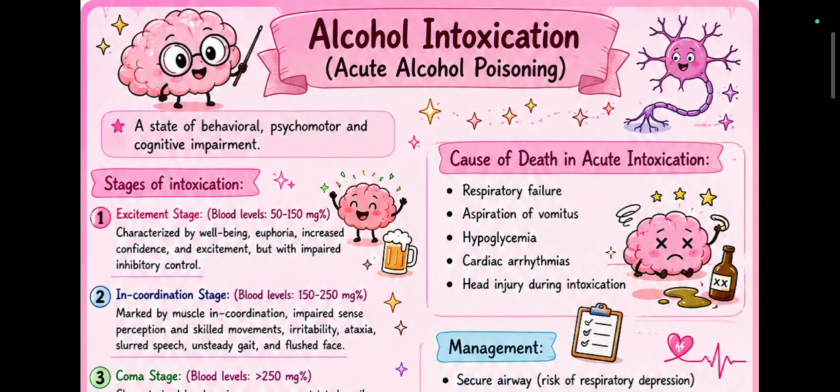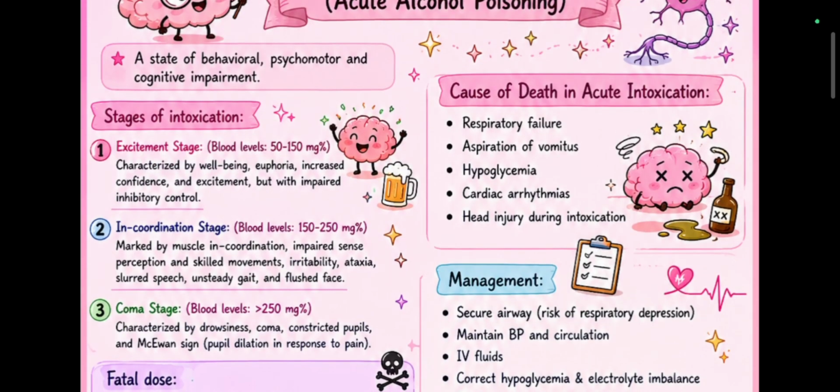But the stages: it has 3 stages: excitement stage, incoordination stage, and coma stage. So what is excitement stage? Whenever the blood levels contain 50 to 150 mg% of alcohol, remember the amount, 50 to 150, fine. It is characterized by well-being, euphoria, increased confidence and excitement, but with impaired inhibitory control. The gait would not be proper for that person. Impaired inhibitory control.